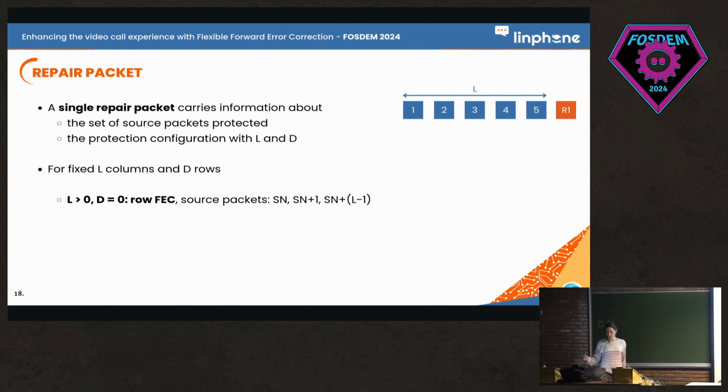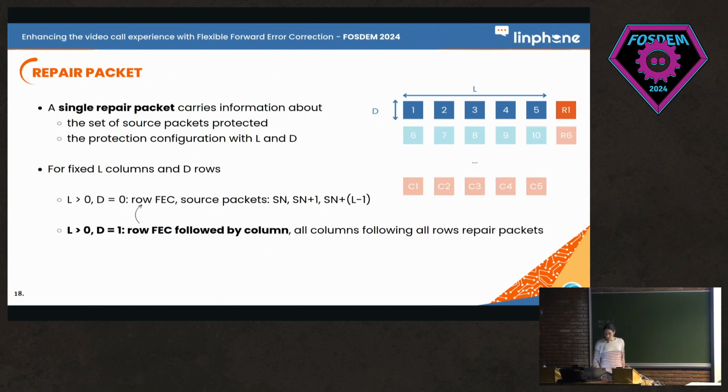with consecutive values. If L is positive but D is equal to 1, you also have a row protection, but you are inside a two-dimensional pattern. So you know that you will collect several repair packets that protect rows, and then you will have a set of repair packets that protect the columns.